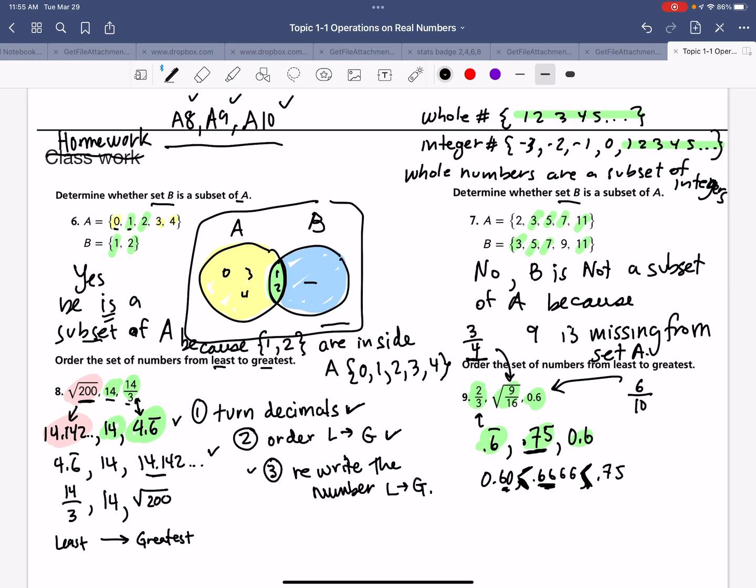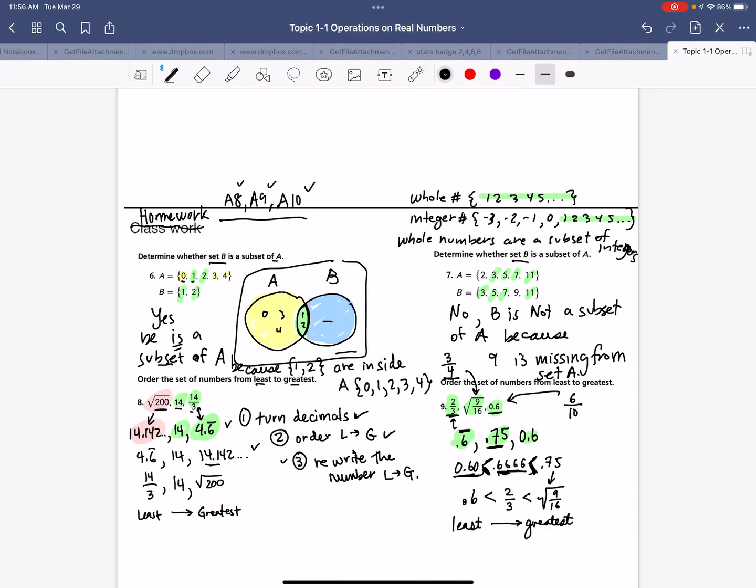And now, for step 3, I have to rewrite it. So this is still this quantity, 0.6. This one is the number, 0.6 repeating is the number, 2 thirds. And this last number is the expression, the square root of 9 over 16. Now I've ordered these least to greatest.